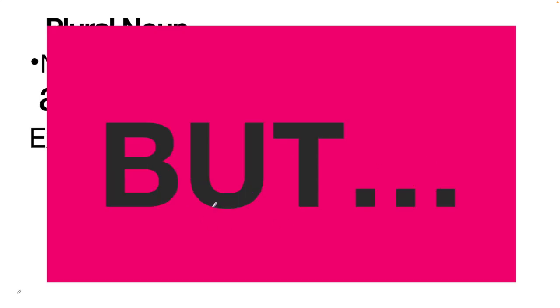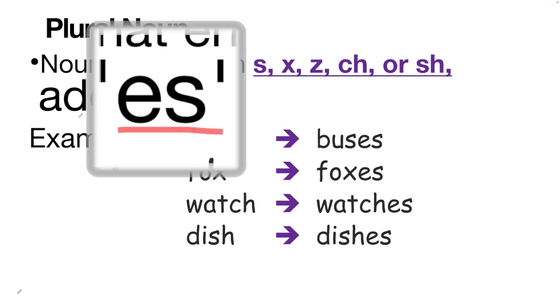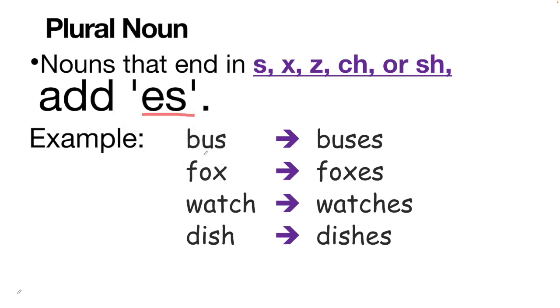Now, but some plural nouns that end with S, X, Z, CH, or SH, you don't just add an S, you add an ES. So for example, bus changes to buses, add an ES.